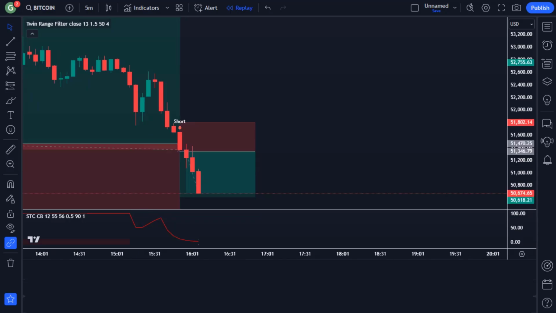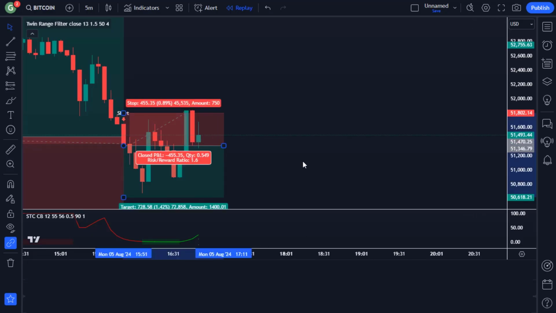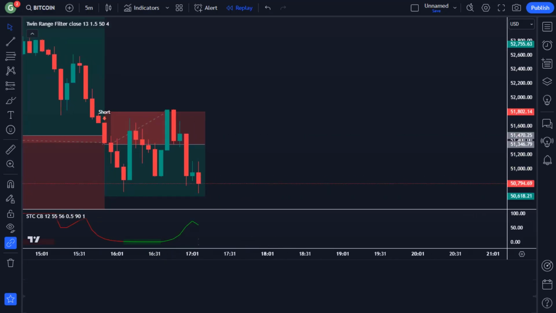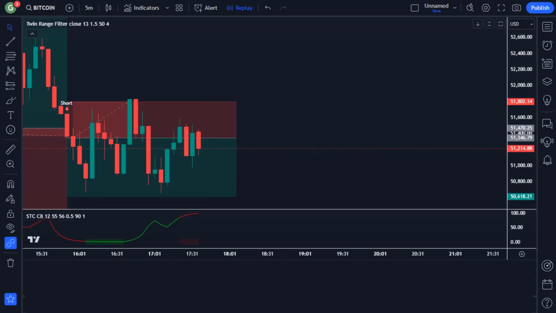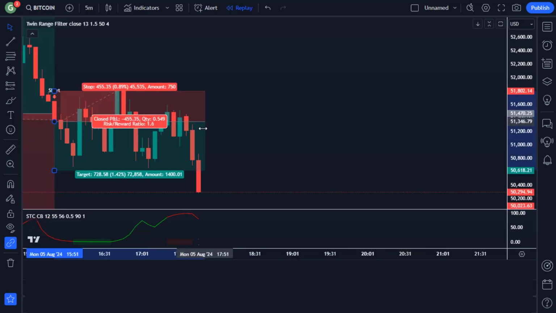The trade is winning in profit. The market has completely hit the target.